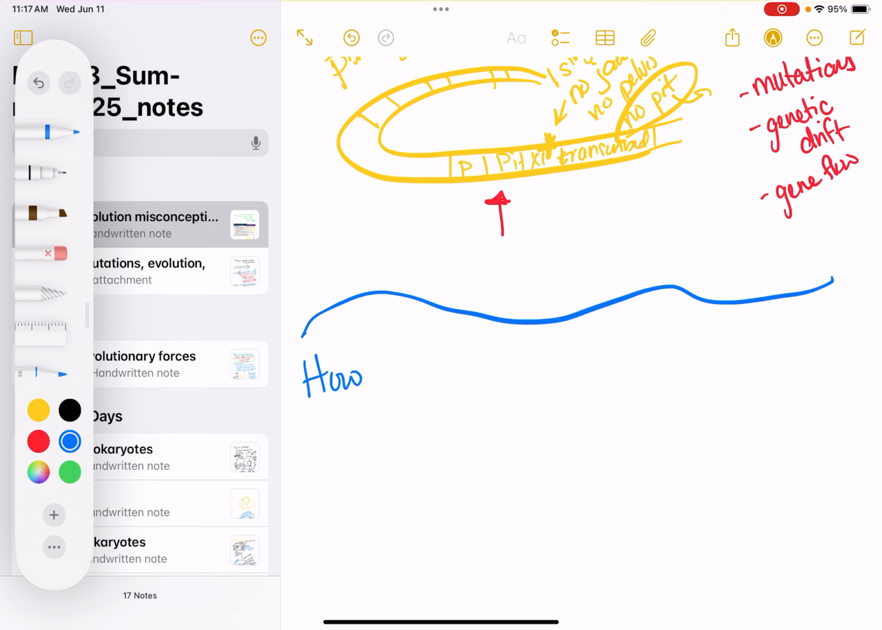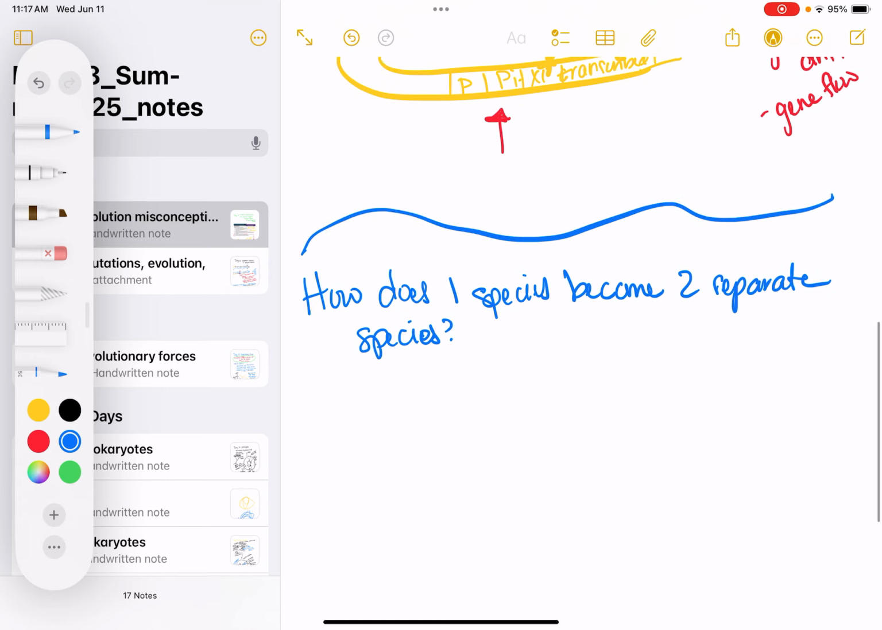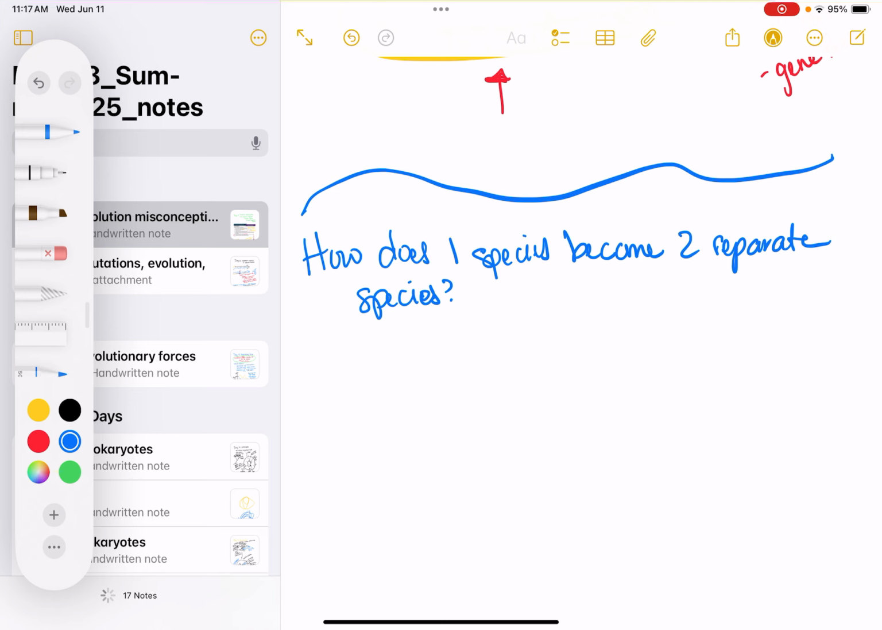So the question is, how does one species become 2 separate species? And this is a question that has actually interested me personally for a really long time. It's what I did my PhD on and some of my postdoc work on as well, okay? So there's 2 kind of overarching categories, okay?